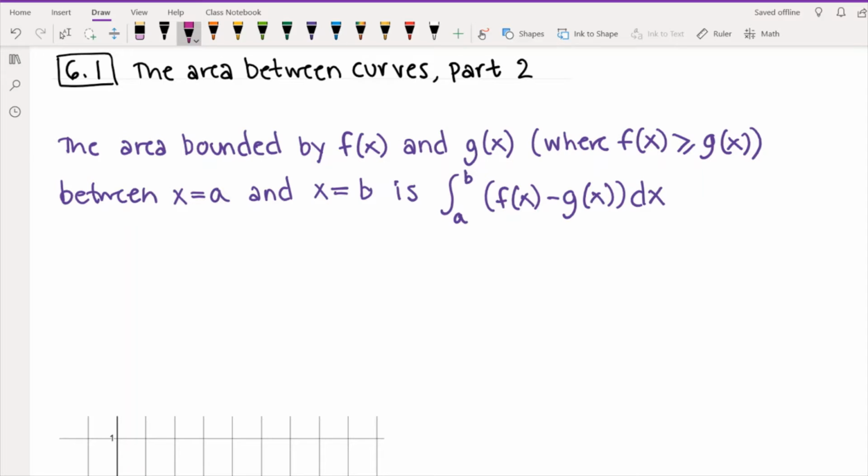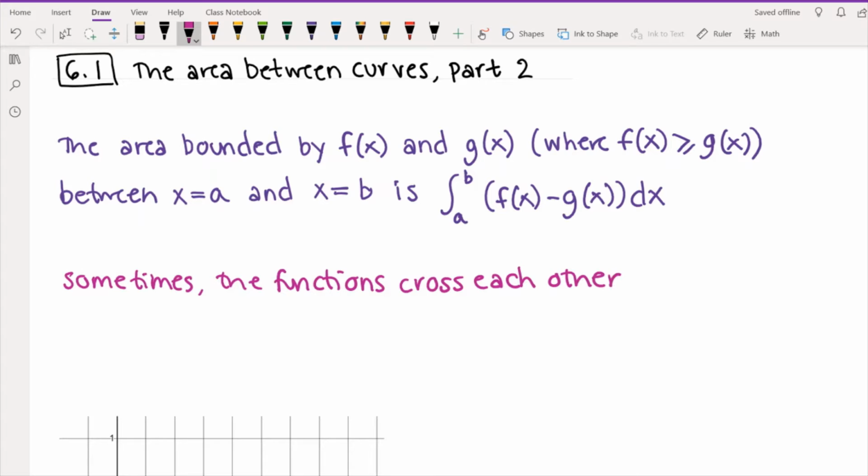So there's one twist, which is that sometimes the function that's on the top and the function that's on the bottom switch. So sometimes the functions basically cross each other, right? So it's not consistent which one is on the top and which one's on the bottom. And so in that case, what we need to do is split the interval that we're looking at into multiple integrals. And so that's what we'll do in a second.